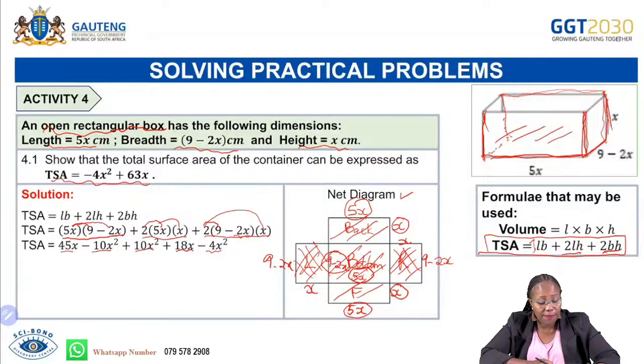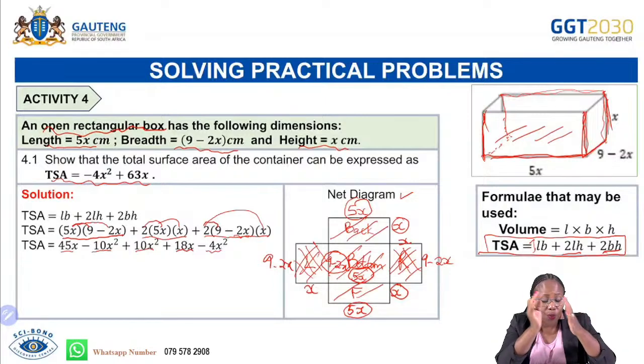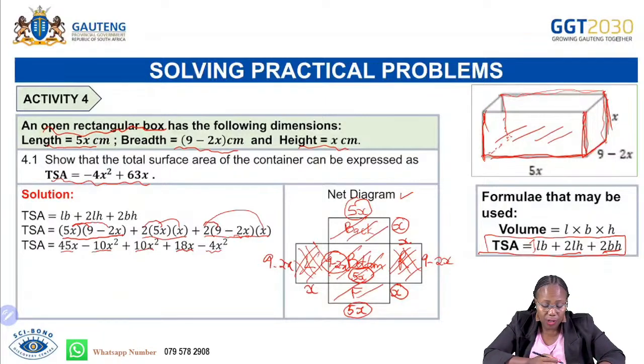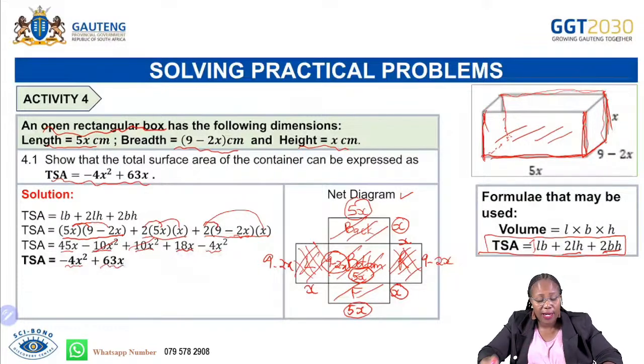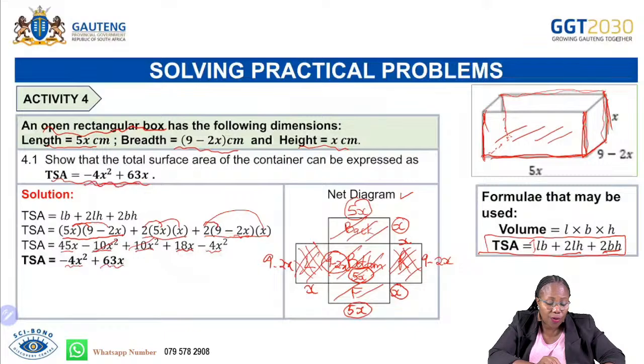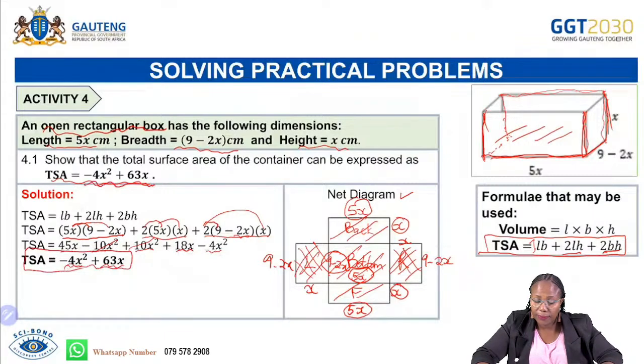And then from this level now, grade 12, we'll be looking at the like terms. As you can see, you have x squared and the x only there. So we are going to add like terms. When we add 10x minus 10x, it will give us a 0. So we are left with minus 4x squared there. And then 45x plus 18x is giving us 63x. Therefore, grade 12, this is the correct total surface area for that particular open rectangular box.